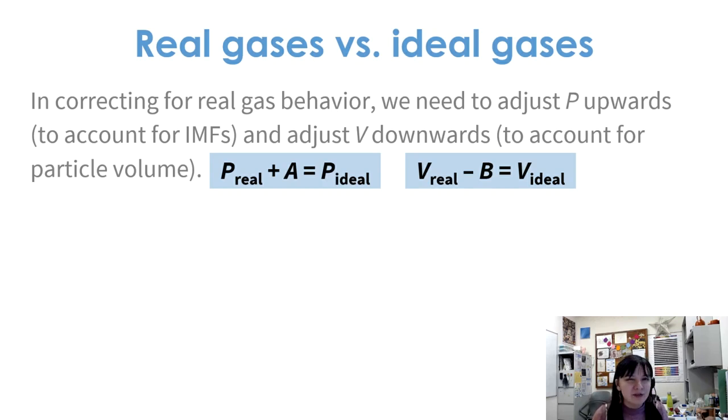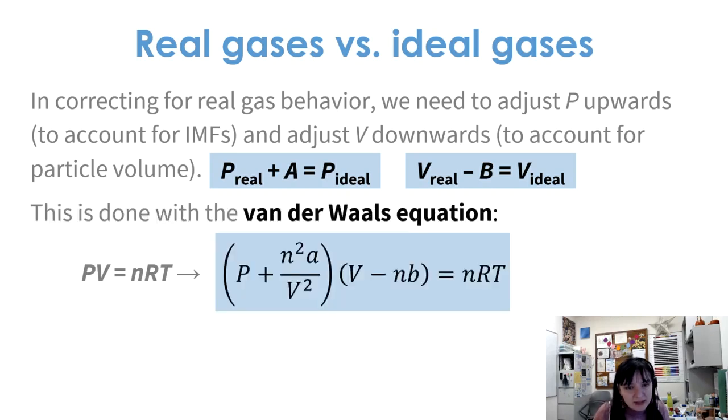We can then take that and replace our P and V values within the ideal gas law and give us, instead of an ideal gas law, a real gas law. Now, the real gas law is a little bit more complicated than just these general correction terms.